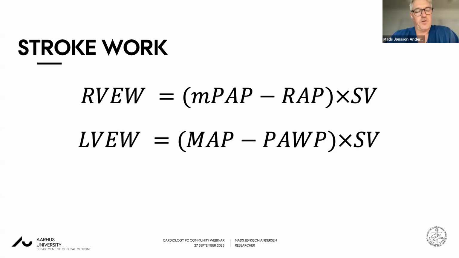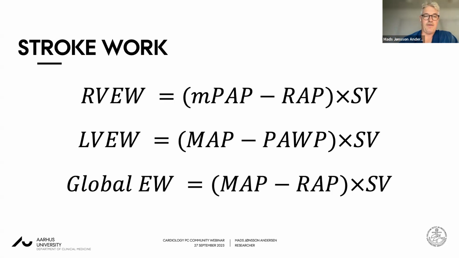Correspondingly, for the left ventricle, we can use the difference between mean arterial pressure and wedge pressure times stroke volume. And for the heart in total, we can use mean arterial pressure and right atrial pressure, the difference times stroke volume. And note the close resemblance to our stroke work formulas, where we only miss a constant.